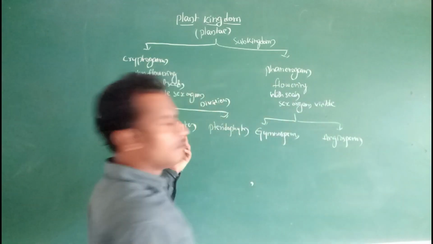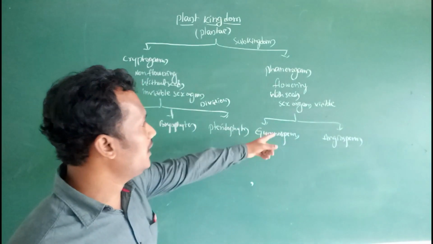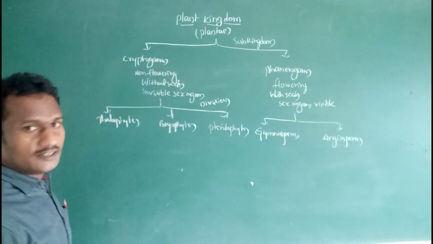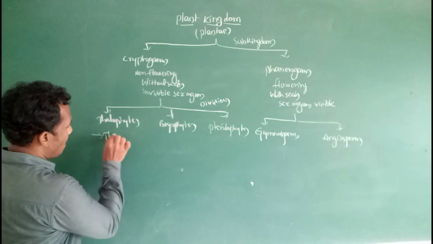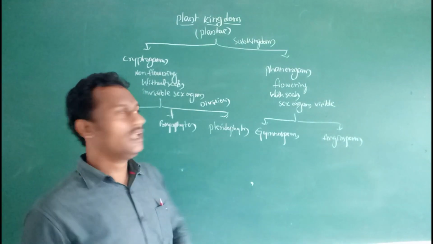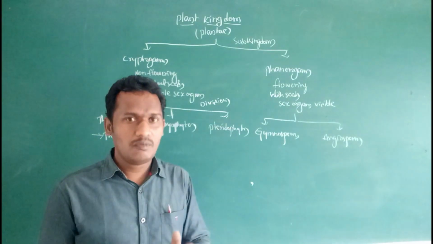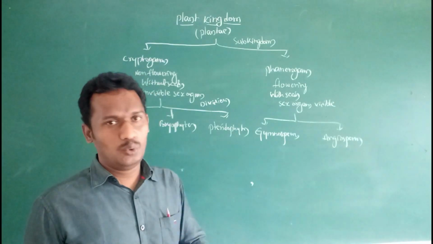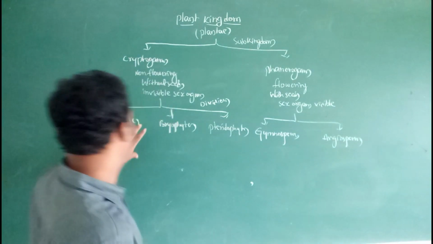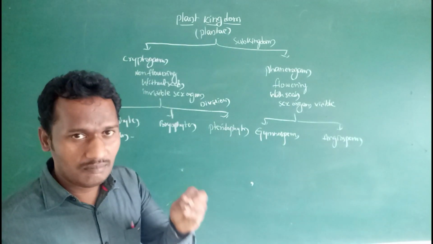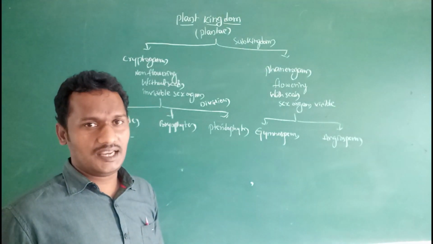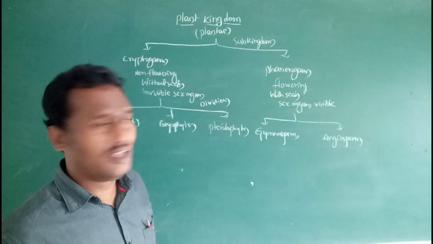We have to discuss all the characteristic features of these divisions one by one. First, coming to thallophytes. Thallus is nothing but the undifferentiated body of plants. That means the plant body is not differentiated into true root, stem and leaves. Phyta is nothing but plants. So thallophyte means the plant body is in an undifferentiated condition, without true root, stem and leaves.